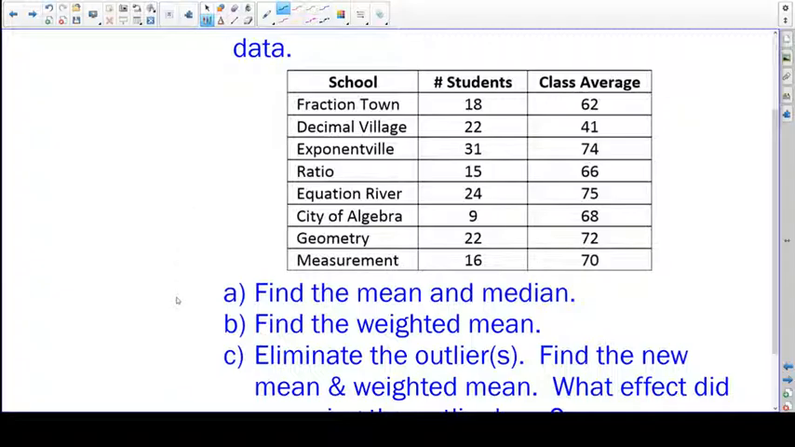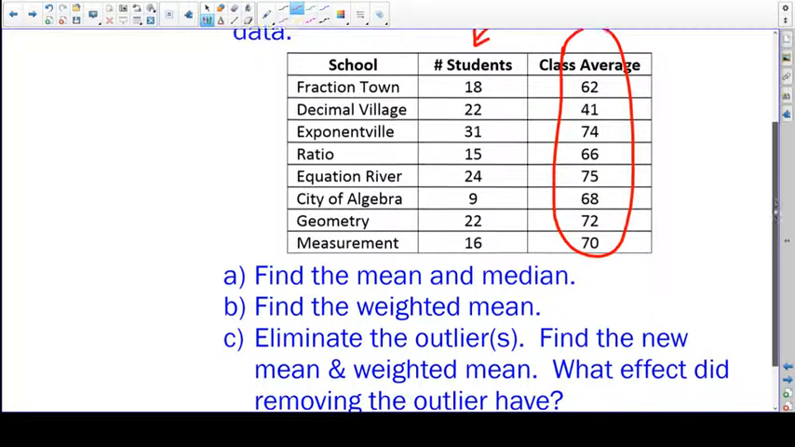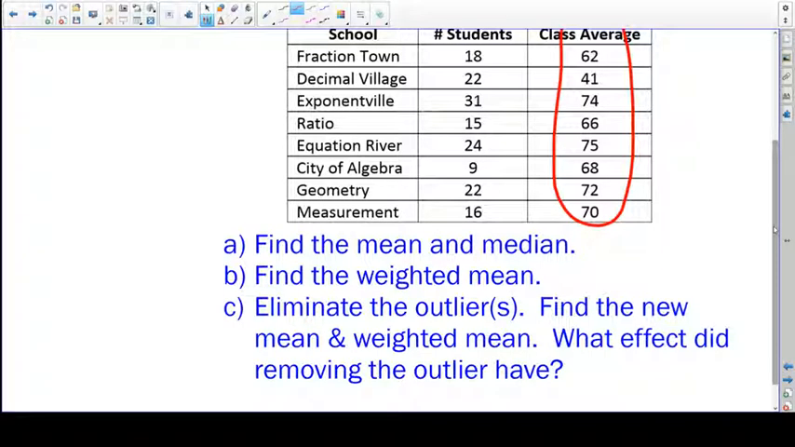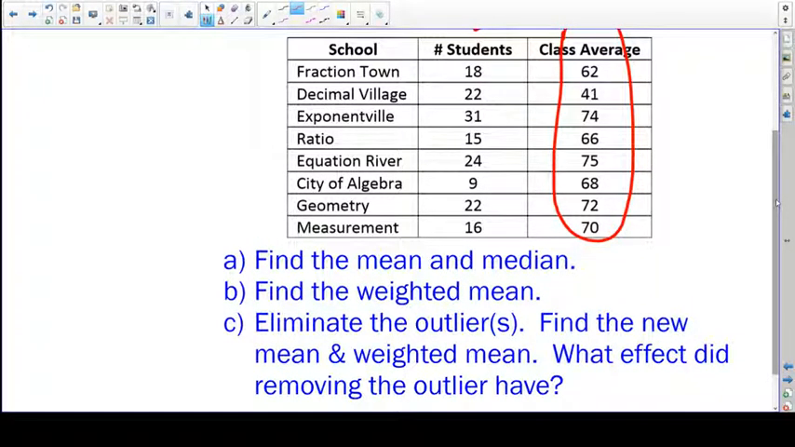Now, to find the mean and median, we are only going to consider these numbers right here. We're not going to consider the weights, not yet, not in part A. So we're going to look at those numbers and find the mean and the median. In order to do that, we have to write them in order from lowest to highest.